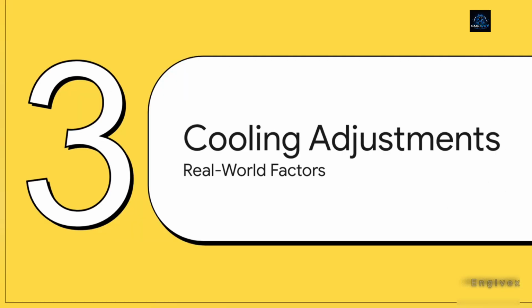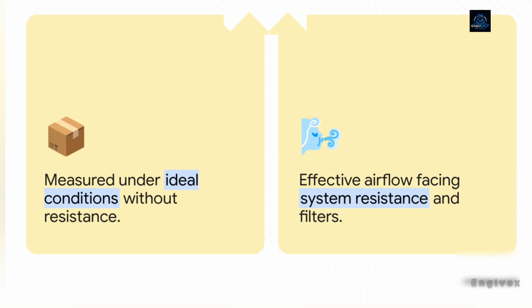All right, part 3, real-world cooling adjustments. Now we have to face reality, because a calculation on paper rarely survives contact with the real world. That rated fan airflow printed right on the side of the box, that was measured in a perfect zero-resistance environment. But your delivered airflow, the air that is actually cooling the cabinet, has to fight through serious system resistance.